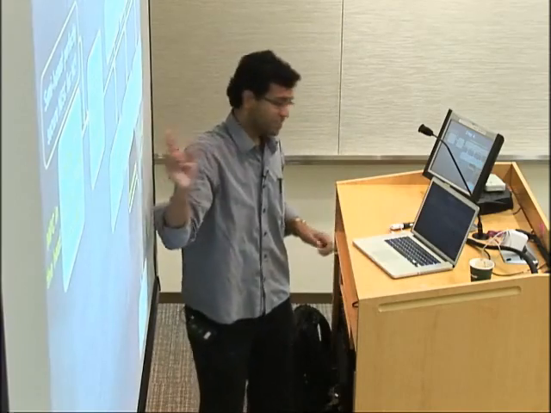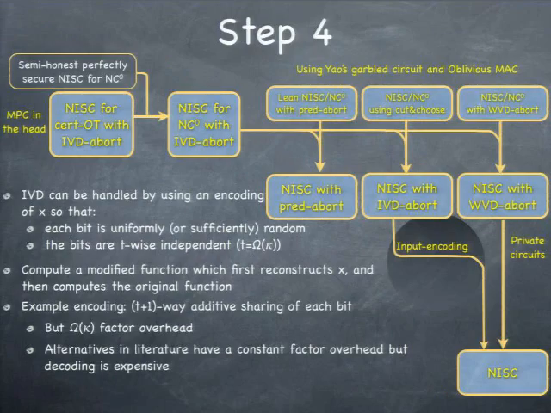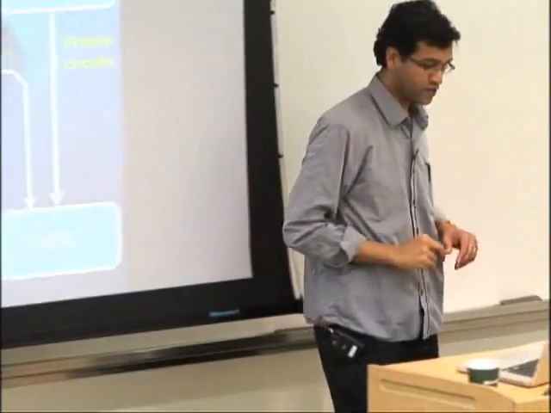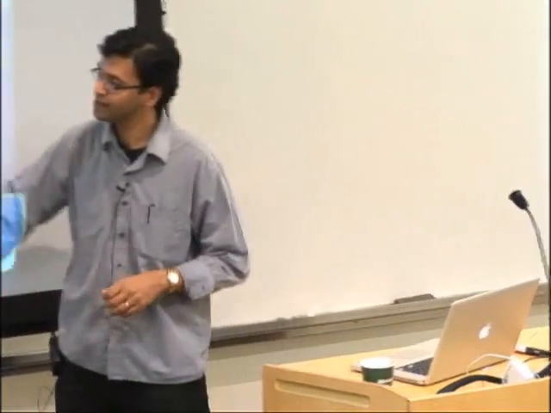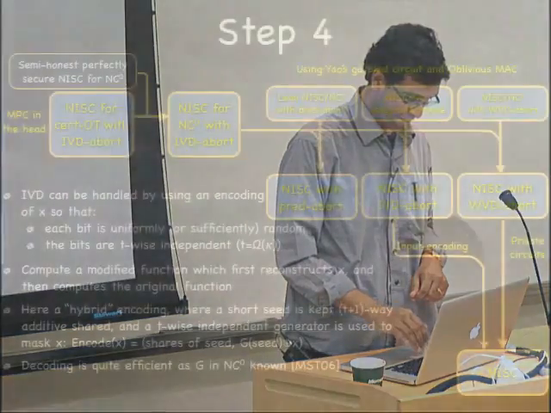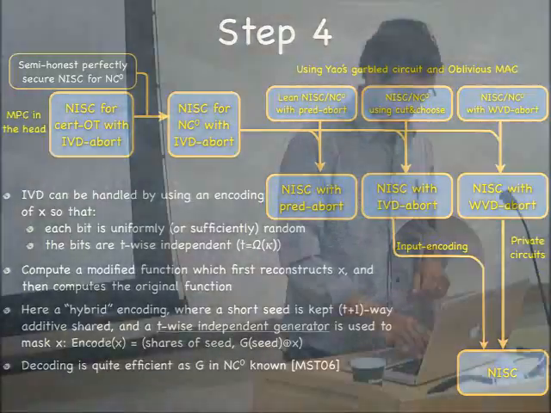We need to take care of these two. This is done using an input encoding. It's fairly standard, but the standard way in the literature is inefficient. So we use a hybrid way, in the sense that you use a short seed and a t-wise independent generator, and that works as a small encoding. And the decoding is quite efficient. Private circuits, I think I don't have time because I have like 3 slides for that.